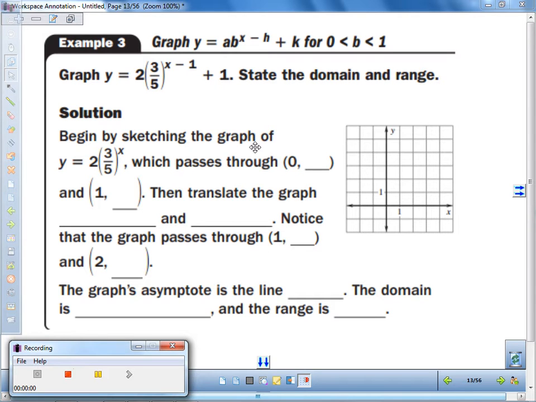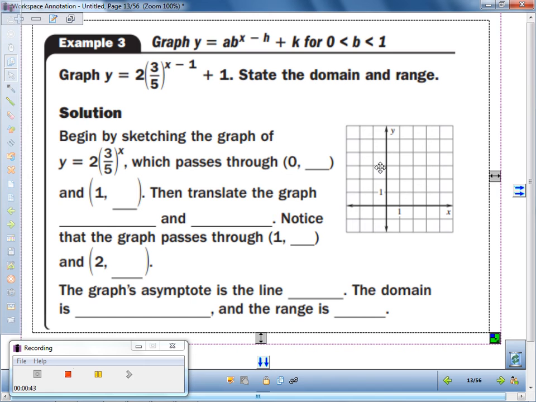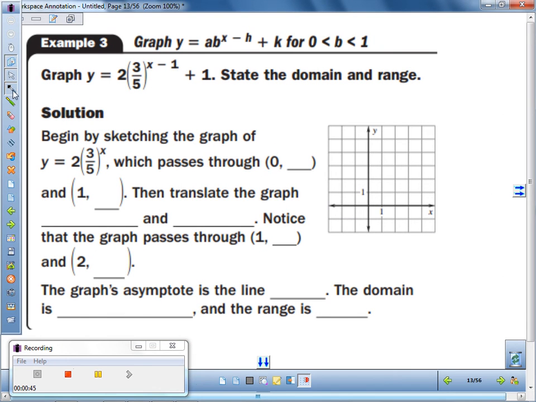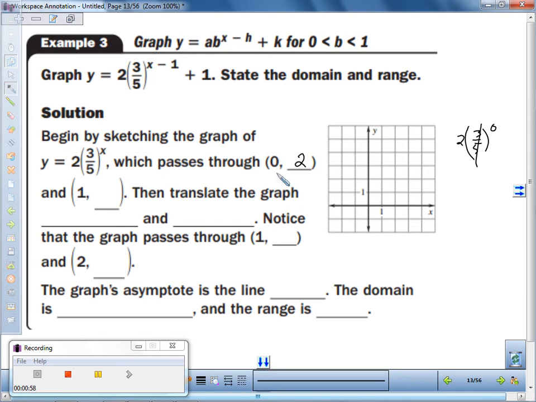Then we're going to translate the graph. We're going to translate it by translating the points so that we don't have to draw two graphs. The first thing we're going to do is plug in 0 and 1, because 0 and 1 are typically easier to use than most. Let's put in 0 here. So we end up with 2 times (3/5) to the 0 power. That becomes 1, so we end up with 2. So at 0, we get 2.